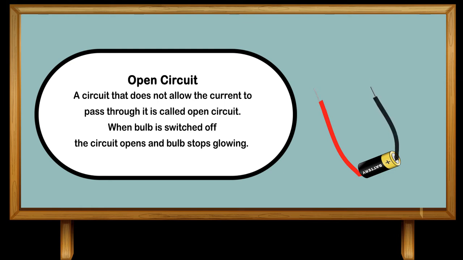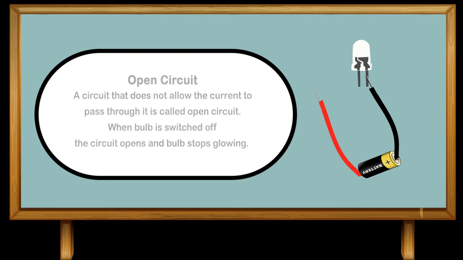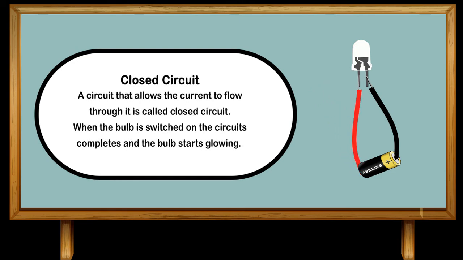Open circuit. A circuit that does not allow the current to pass through it is called an open circuit. When the bulb is switched off, the circuit opens and the bulb stops glowing. Closed circuit. A circuit that allows the current to flow through it is called a closed circuit. When the bulb is switched on, the circuit completes and the bulb starts glowing.